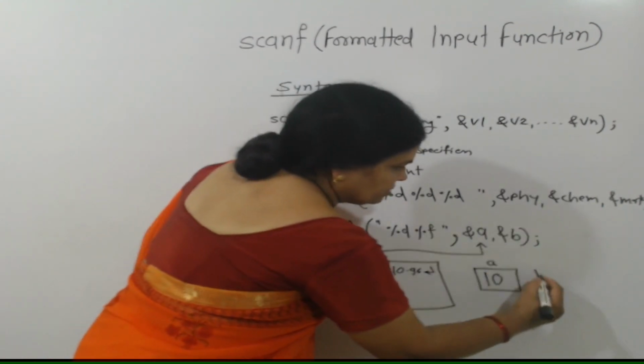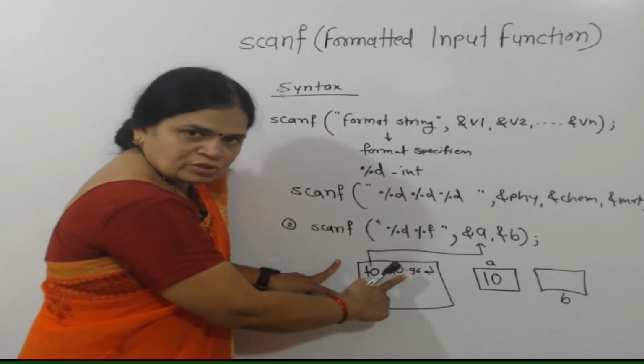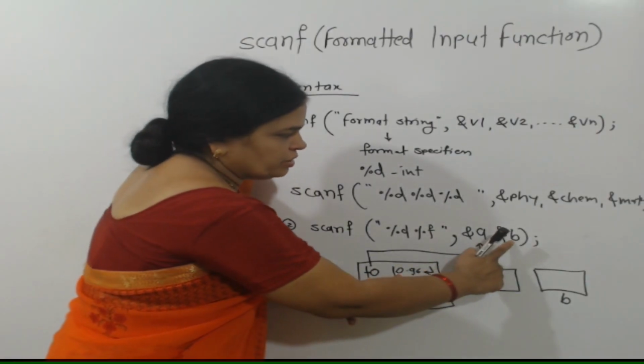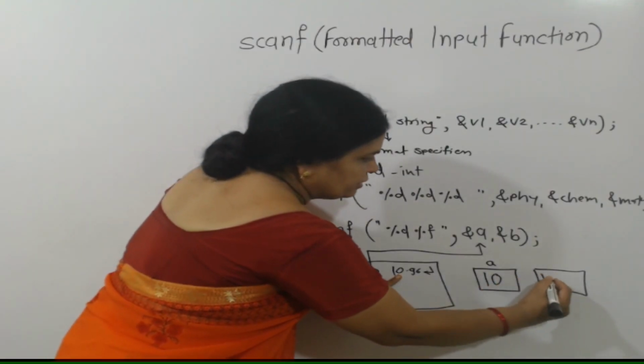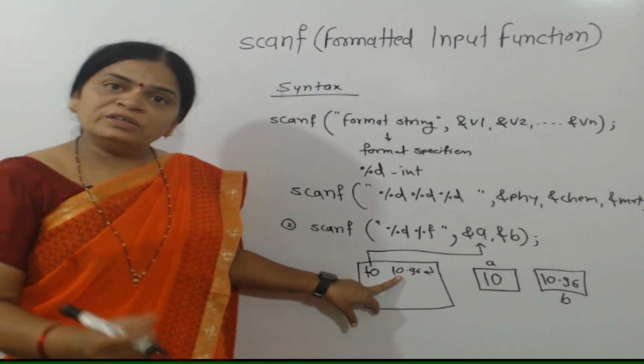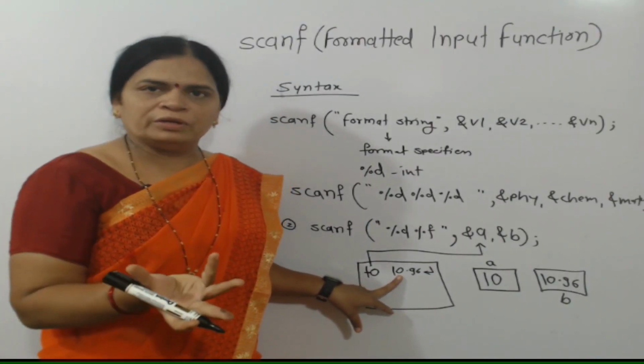And consider this is the second variable, which is b. So after giving this value, that 10.96 will be stored in the second variable, which is b. So that is 10.96. So in this way you can get the input from the user for every variable.